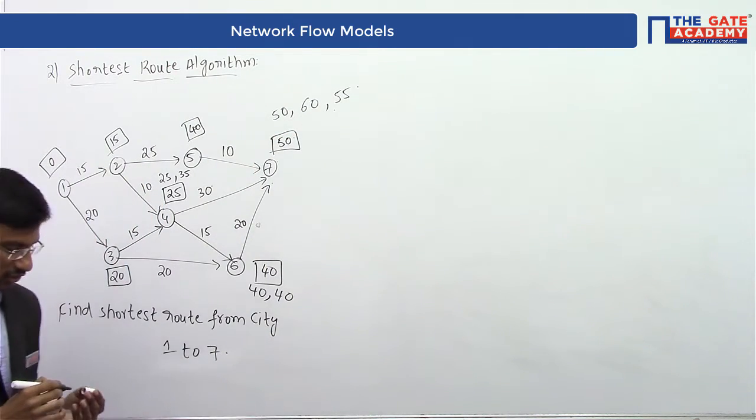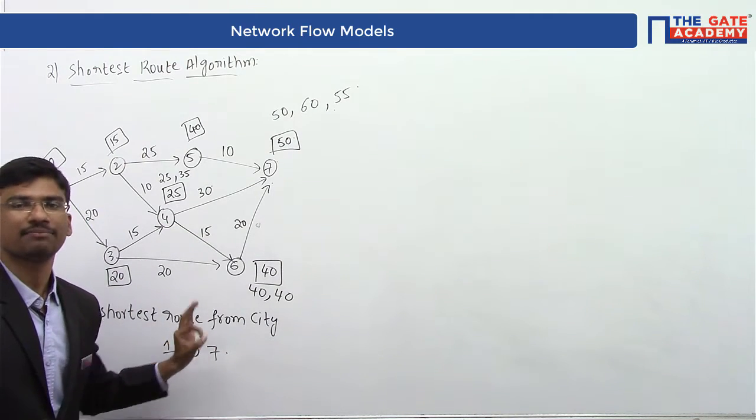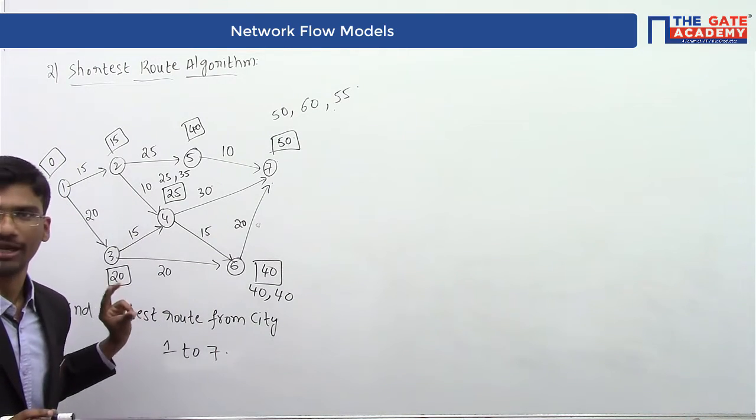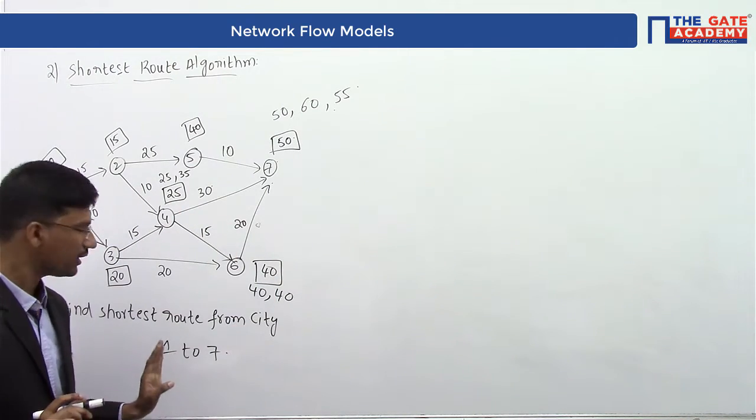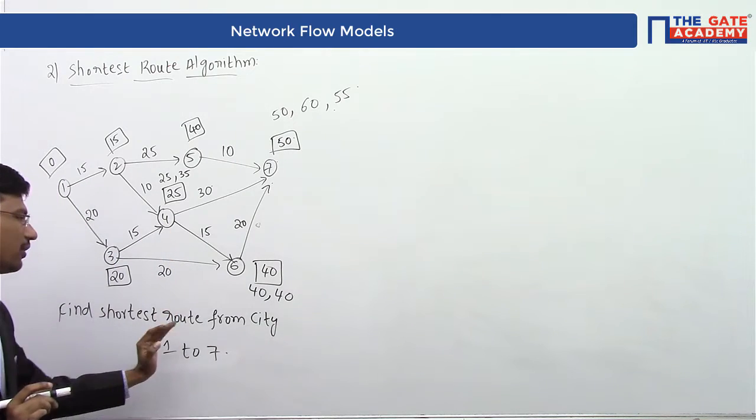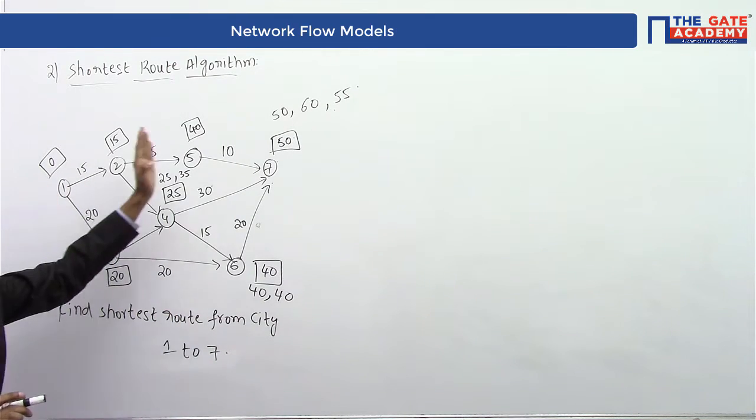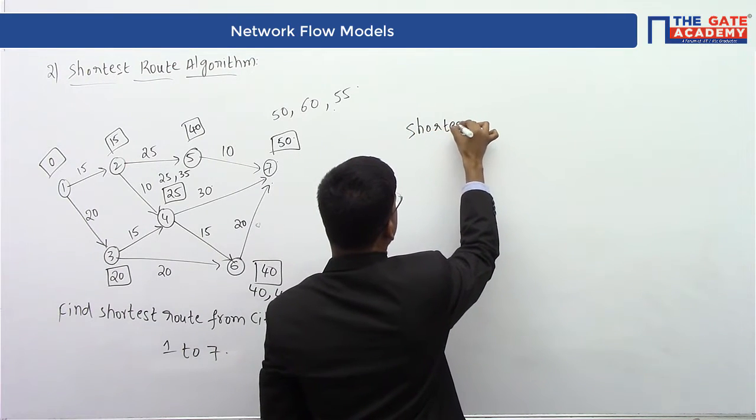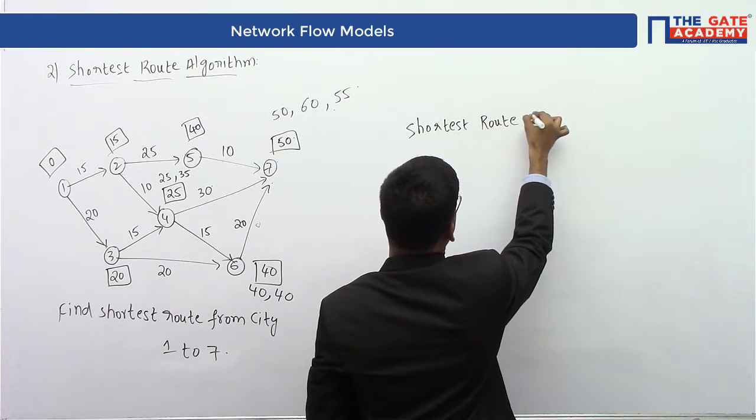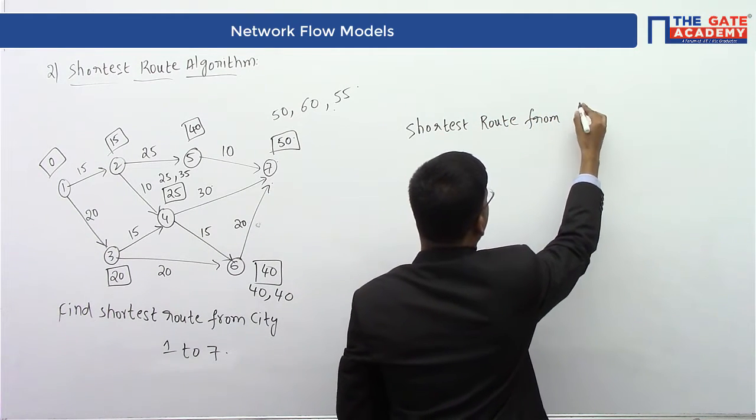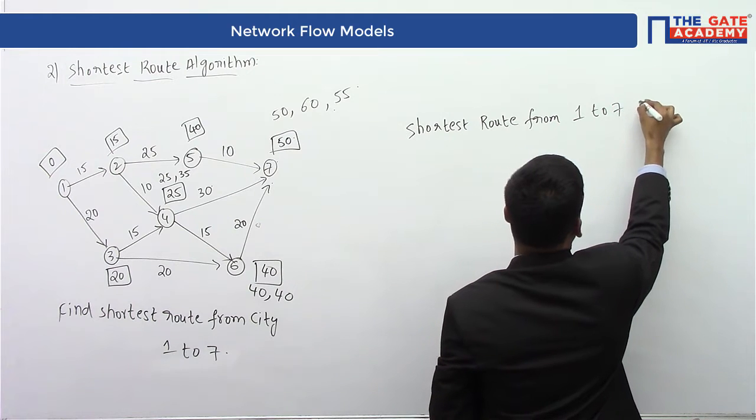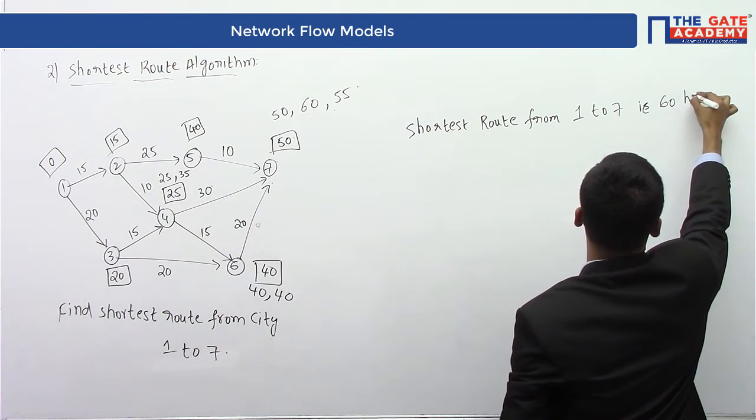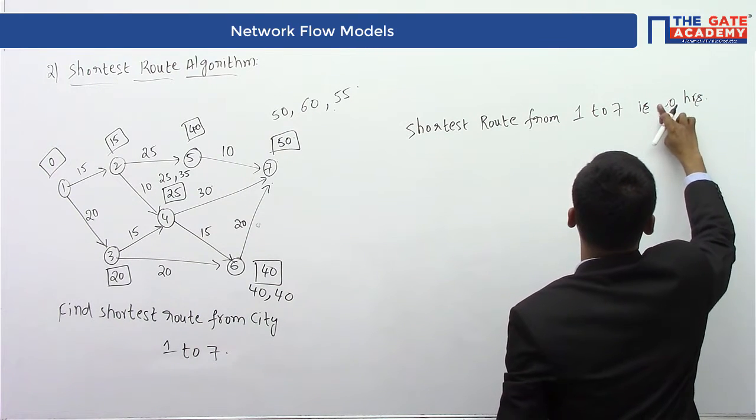This is how the algorithm works. It is a similar procedure, but the only difference is that you have to take the minimum value because it is a shortest route algorithm. So the shortest route from city 1 to city 7 is 50 hours. Sorry, it is 50 hours, not 60.